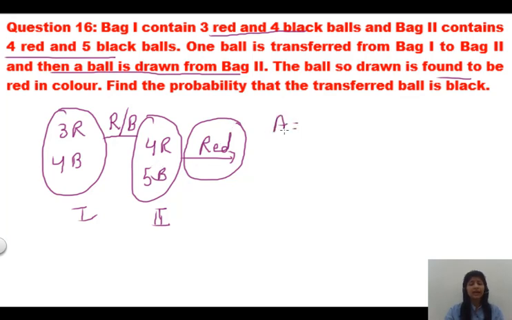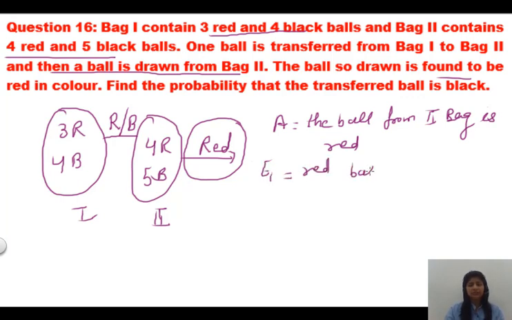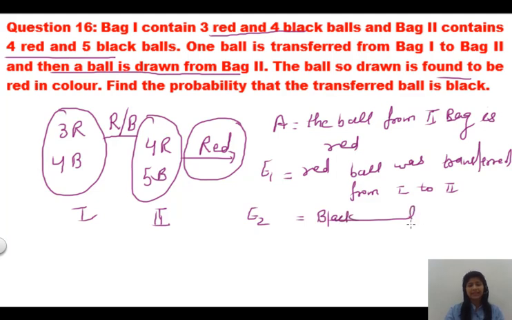So I'll consider A as the event that the ball from the second bag is red. E1 will be the event that a red ball was transferred from first to second bag. E2 be the event that a black ball is transferred from first to second.